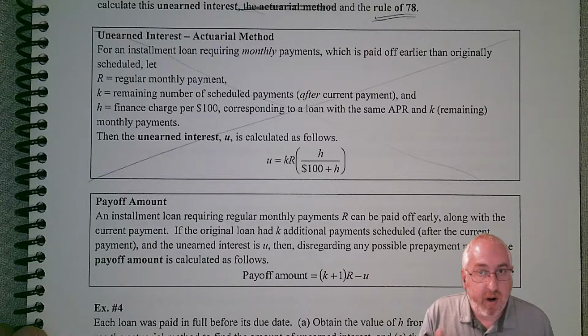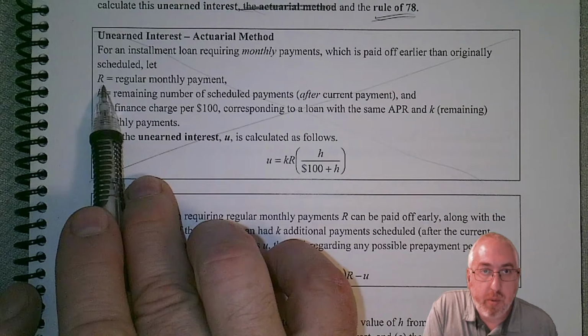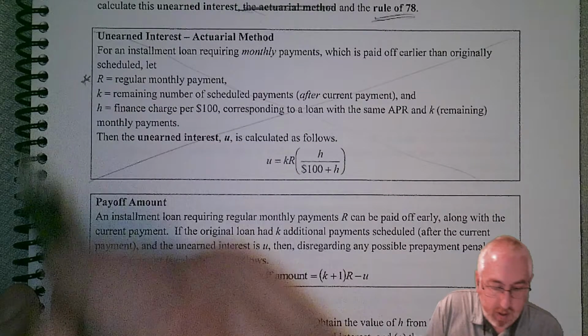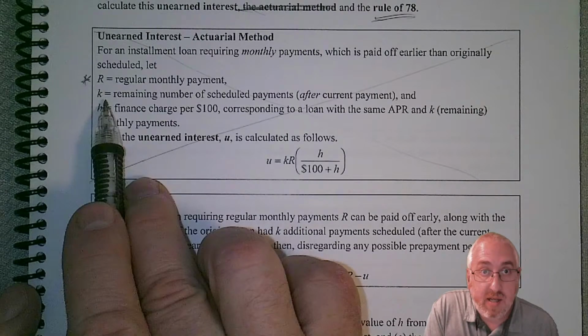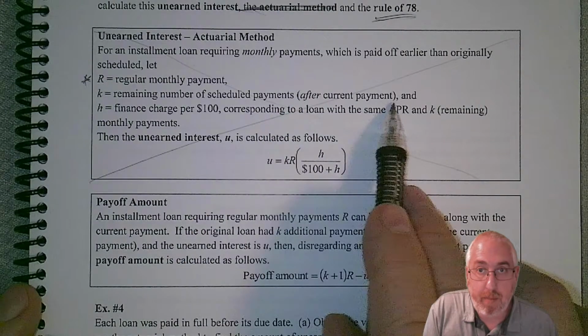Some of the variables are important. R is always going to refer to the regular monthly payment, so that is something you should know. K is equal to the remaining number of scheduled payments after the current payment.